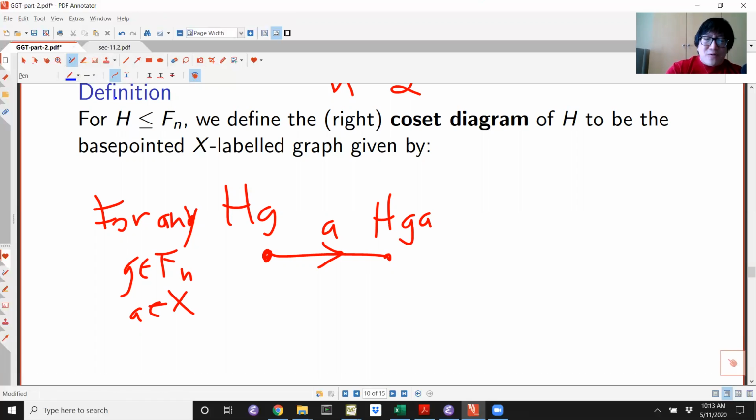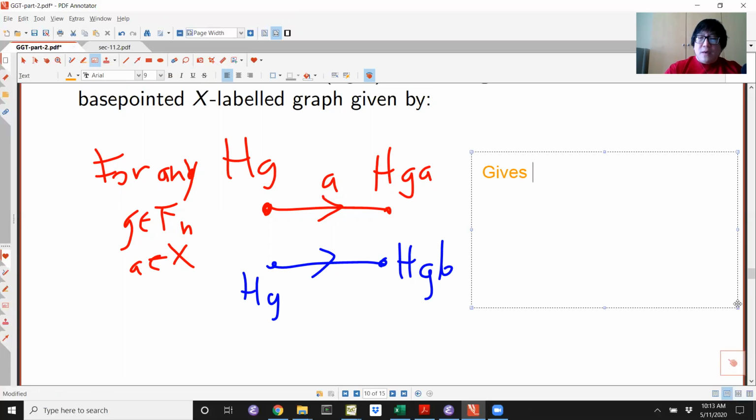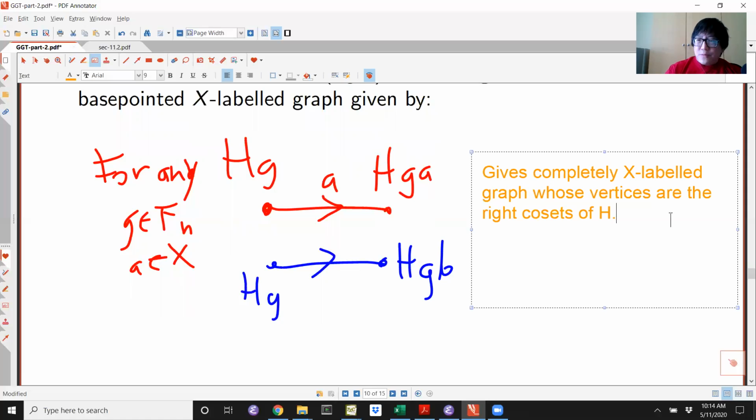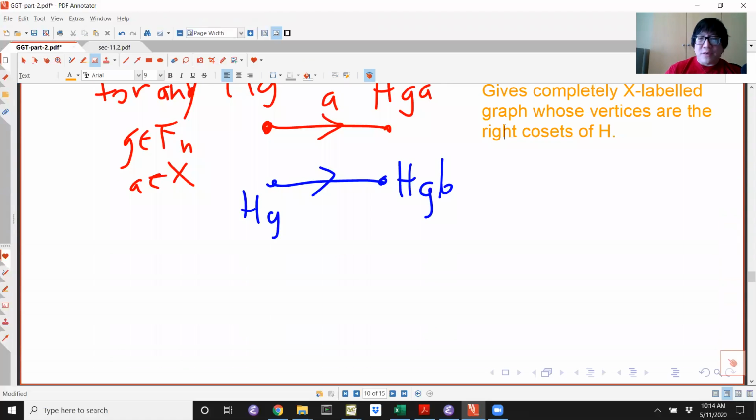I should not go over time on the last day, so I'm just going to sketch out what happens here. Similarly, there's going to be an edge starting at Hg and ending at Hgb. These are all right cosets. So this gives a completely X labeled graph whose vertices are the right cosets of H. That's what you call the coset diagram on the generators in X.